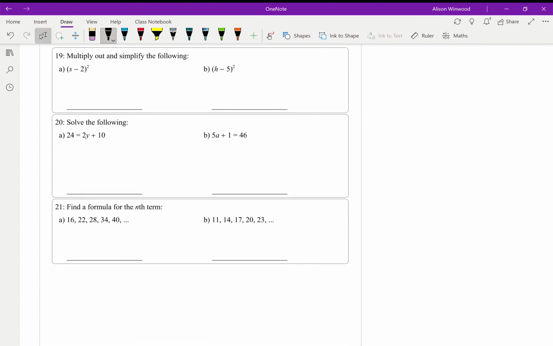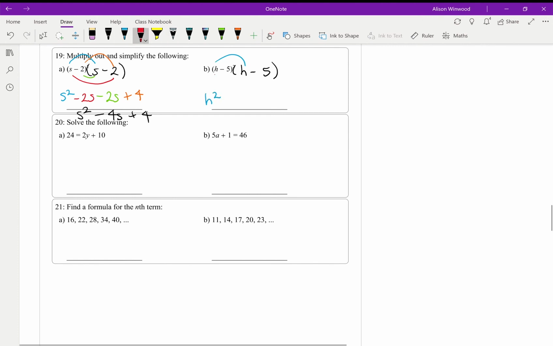When squaring brackets, make sure you multiply the brackets twice out over and then do FOIL. So s squared, subtract 2s, subtract 2s, add 4, and simplify to s squared, subtract 4s, add 4. Do the same for the other one. So firsts, outers, inners, lasts, and simplify. H squared subtract 10h add 25.